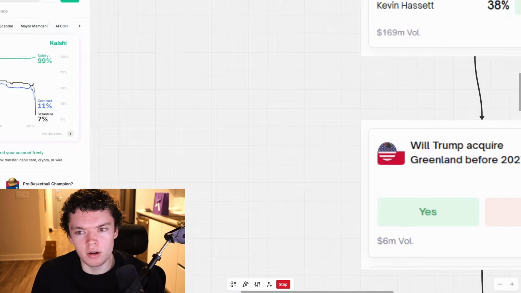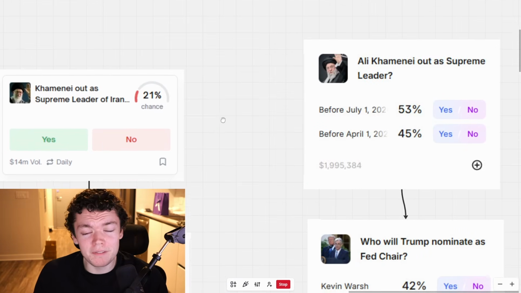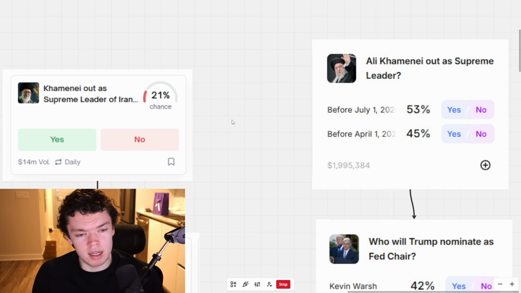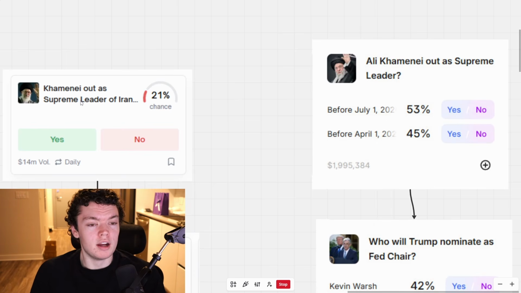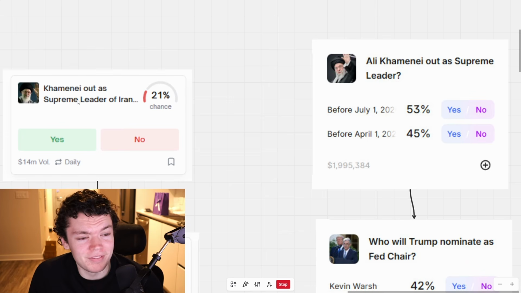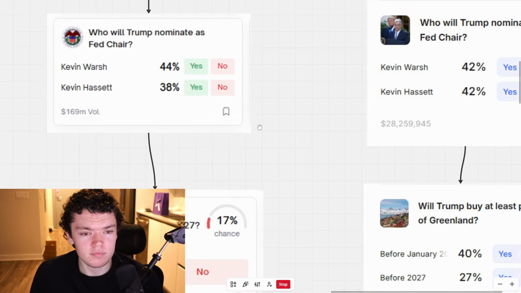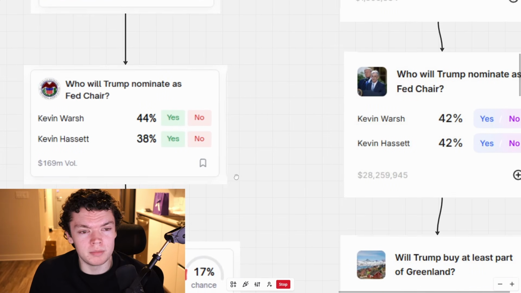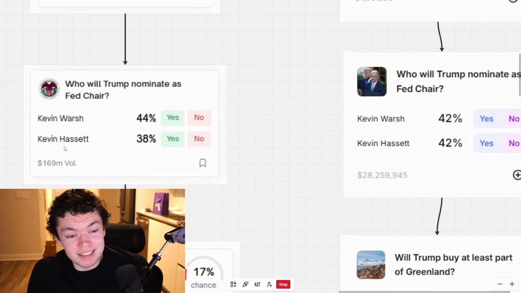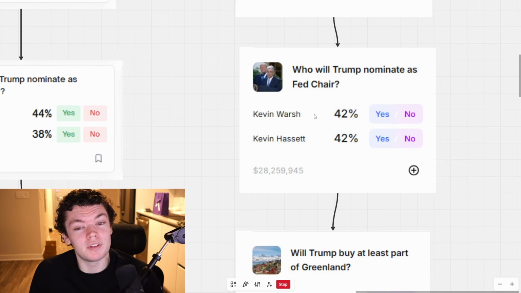Speaking of volume, let's compare some of the volumes, okay? On the left is Polymarket, and on the right is Kalshi. On the left, we see the Iranian supreme leader, 14 million volume here, okay? And then 1.9 million on Kalshi. Who will Trump nominate as Fed chair? 170 million in volume, and then 28 million on Kalshi.